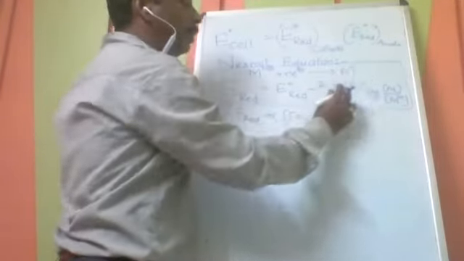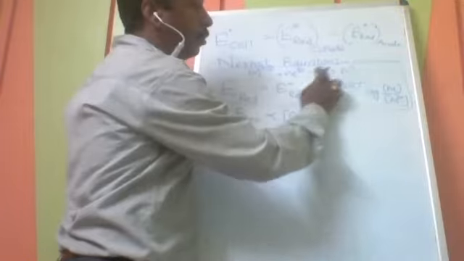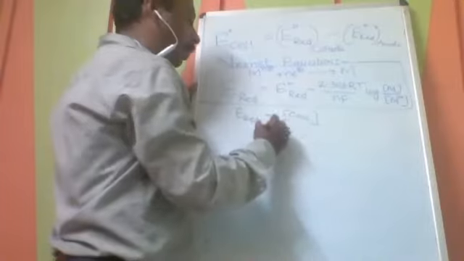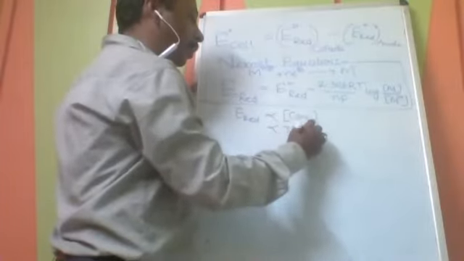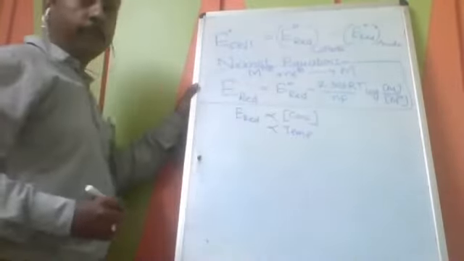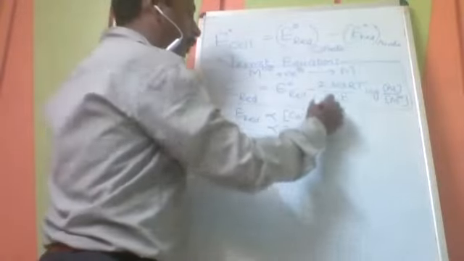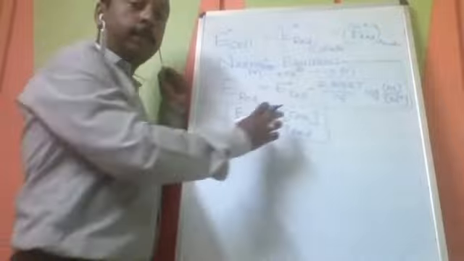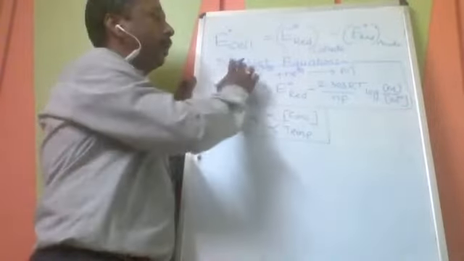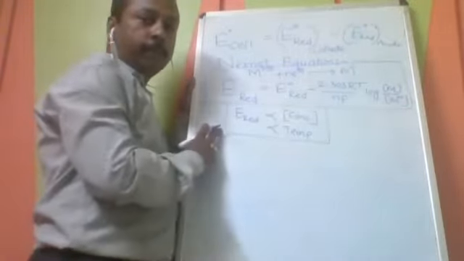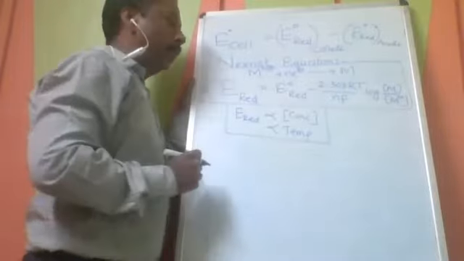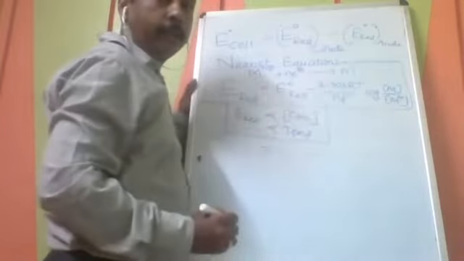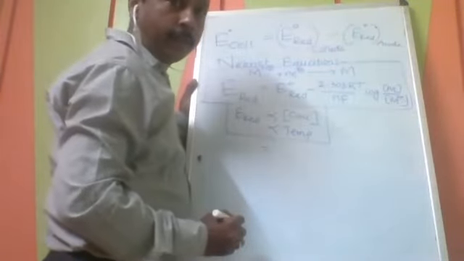And for the temperature side, as temperature increases, this total value will increase, less value will be left over. So it is inversely proportional to temperature. This is the relation between the reduction potential and the concentration of electrolyte and temperature. That is the Nernst equation, the Nernst equation for one single electrode. Understood?